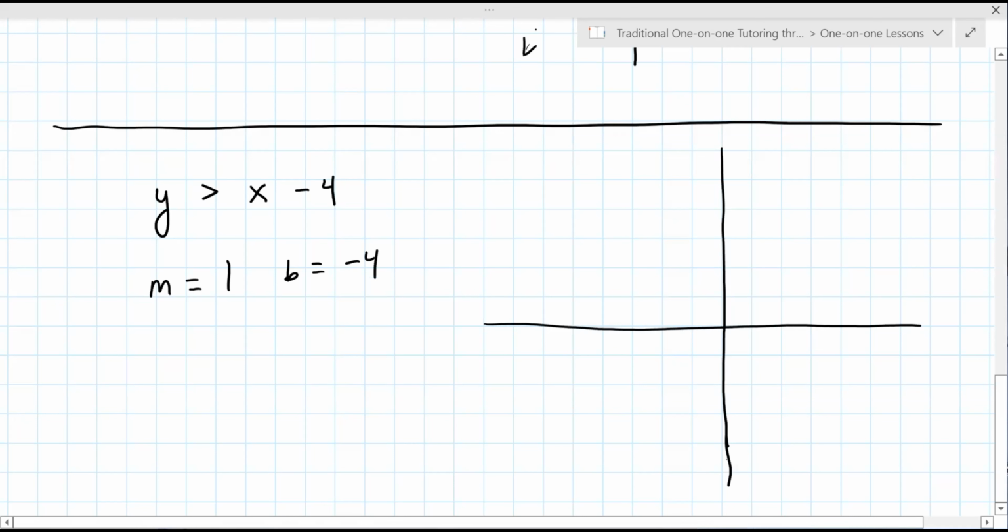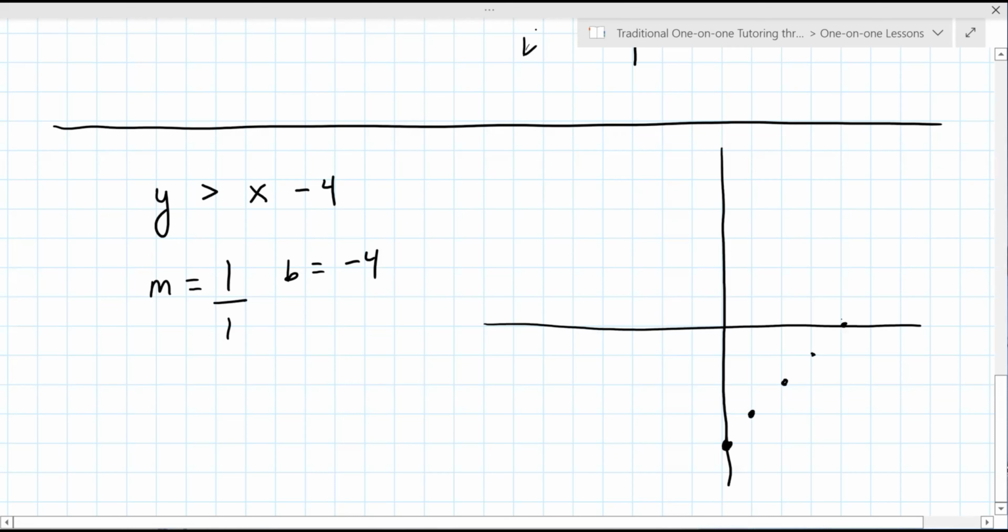And which do you start with first? The -4. Now, what does this slope of 1 mean? How do I turn that into a direction? You put a 1 on top of 1. Good. You make it a fraction and you put a 1 on the bottom. So how much up or down are you going? You're going up 1, right 1. Up 1, right 1, up 1, right 1, and so on.